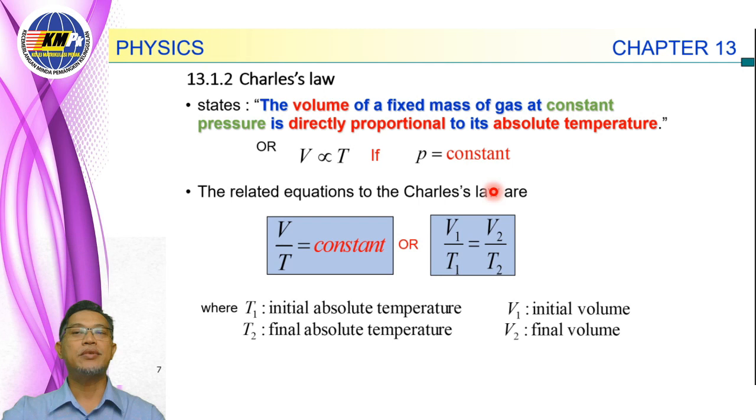Okay, here comes the second law of an ideal gas. We call it Charles' law. Charles' law states that the volume of a fixed mass of gas at a constant pressure is directly proportional to its absolute temperature. And it is written as V directly proportional to T when the pressure is constant.